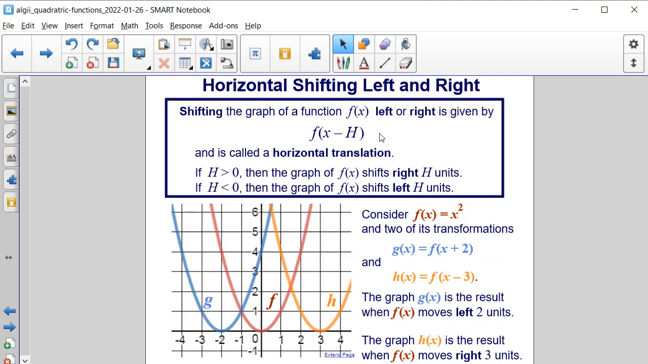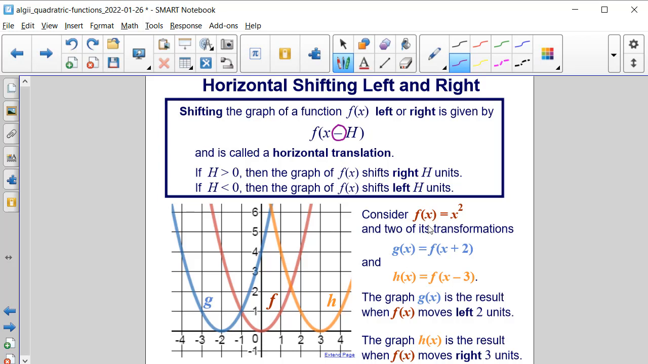Shifting the graph of a function f of x left or right is given by f of, in parentheses, x minus h, and this is called a horizontal translation. If h is greater than 0, then the graph will shift to the right h units. If h is less than 0, then the graph of f of x will shift to the left h units. Notice here how the original symbol in between the x and h is a minus sign.